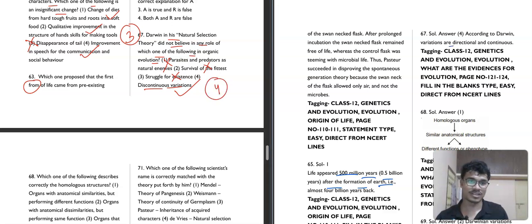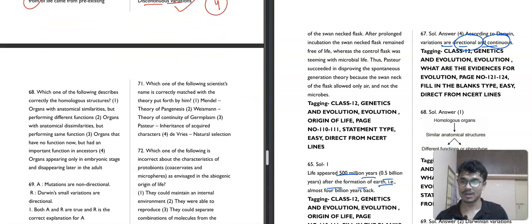According to Darwin, variations are directional and continuous. Okay, small also. So in the natural selection theory, they did believe that parasites and predators are natural enemies. Okay, survival of the fittest, struggle for existence, you know that. So the fourth option will be our correct answer.